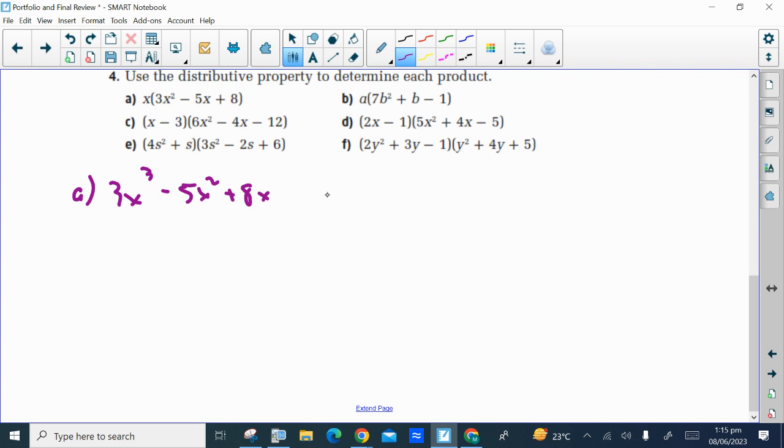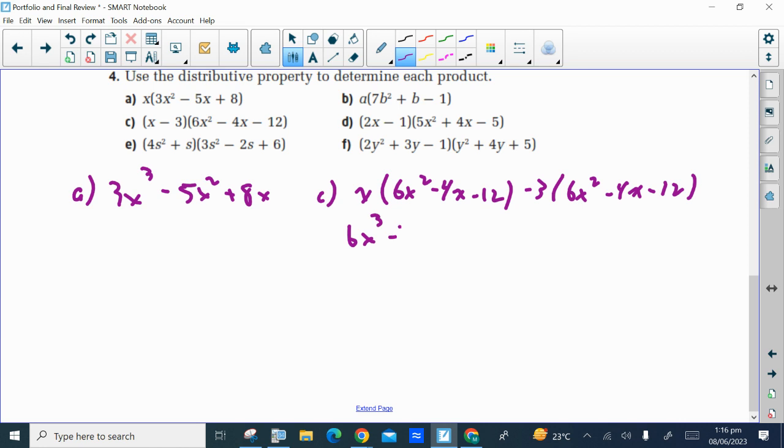From there, I'm going to skip to question C. It's a binomial times a trinomial. So I'm going to take the x from the binomial multiplied by all three terms in the trinomial. Then I'll take the minus 3 from the binomial, and again, multiply by all three terms in the trinomial. That's what distributive property tells us to do. So when I multiply, I'll get 6x cubed minus 4x squared minus 12x minus 18x squared plus 12x plus 36.